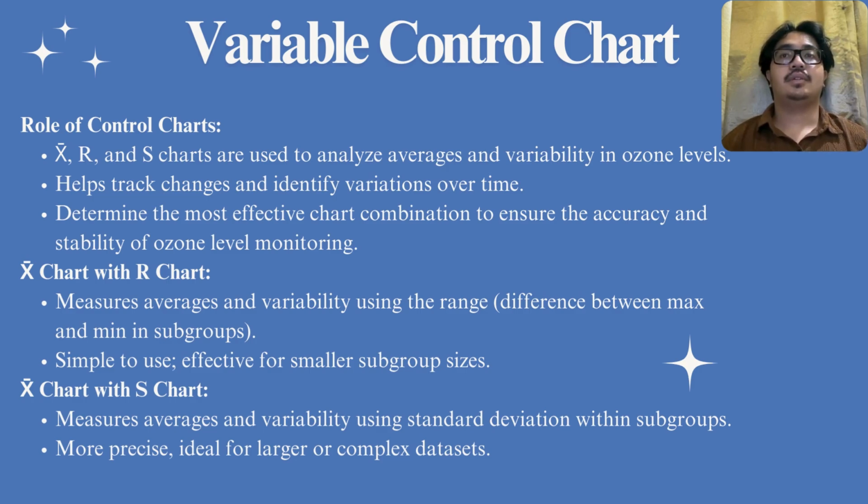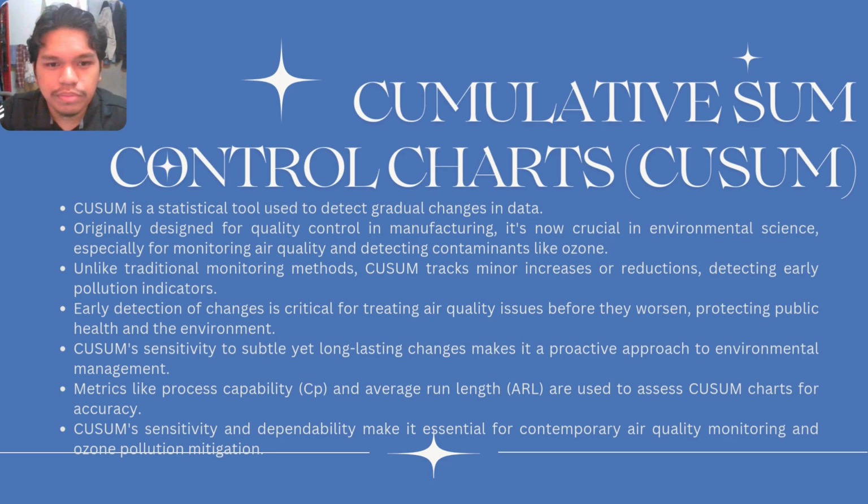For the X bar chart with R chart, we measure the average and variability using the range, the difference between max and min in subgroups. It's simple to use and effective for smaller subgroup sizes. And the X bar chart with S chart, we measure the average and variability using standard deviation within the subgroups. It's more precise, ideal for a longer or complex dataset.